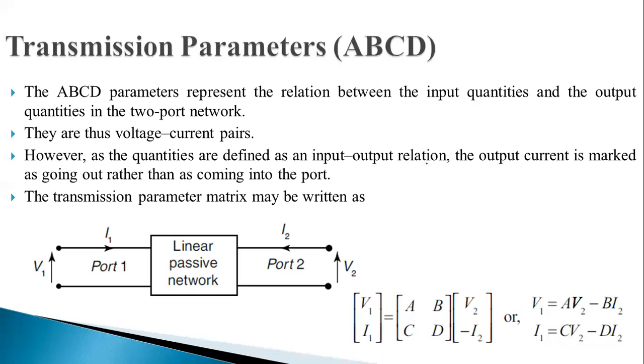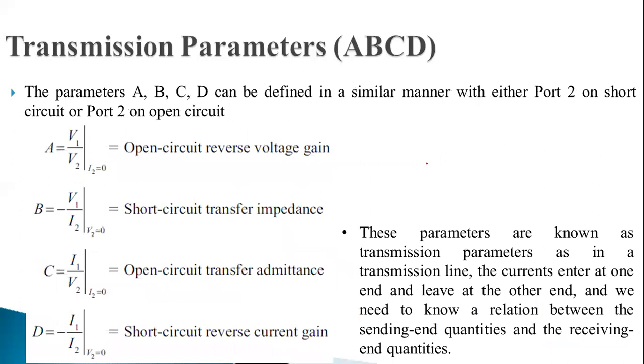So the parameters A, B, C, D can be defined with respect to certain conditions: A equal to V1 by V2 with I2 equal to 0, B equal to minus V1 by I2 with V2 equal to 0, C equal to I1 by V2 with I2 equal to 0, and D equal to minus I1 by I2 with V2 equal to 0. So these are the various transmission parameters.